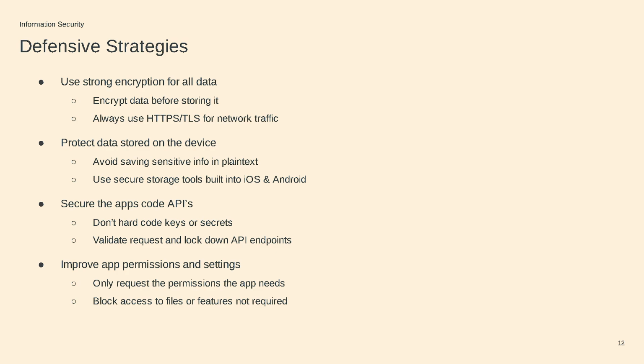Secure the app's code and APIs. Securing the app's code is also very important. Developers shouldn't hardcode keys or secrets in the app, and the API needs proper checks, so attackers can't pull data they shouldn't have access to.